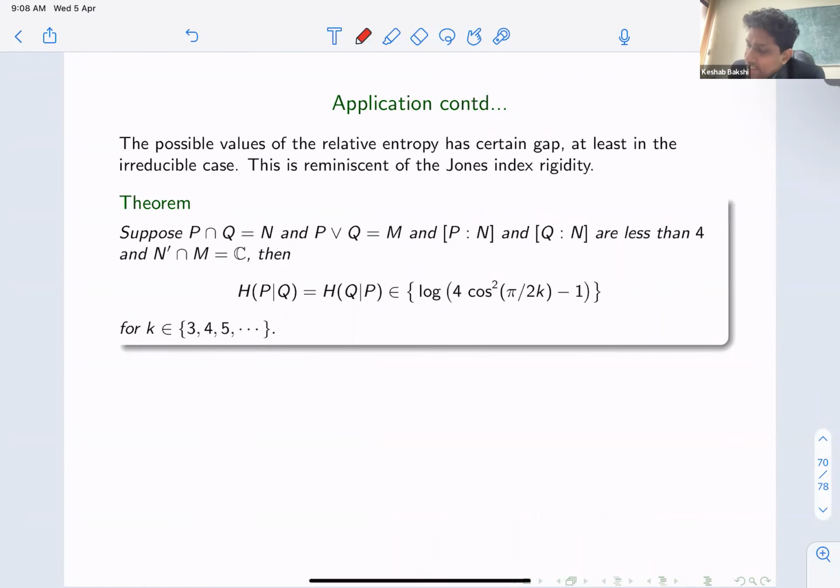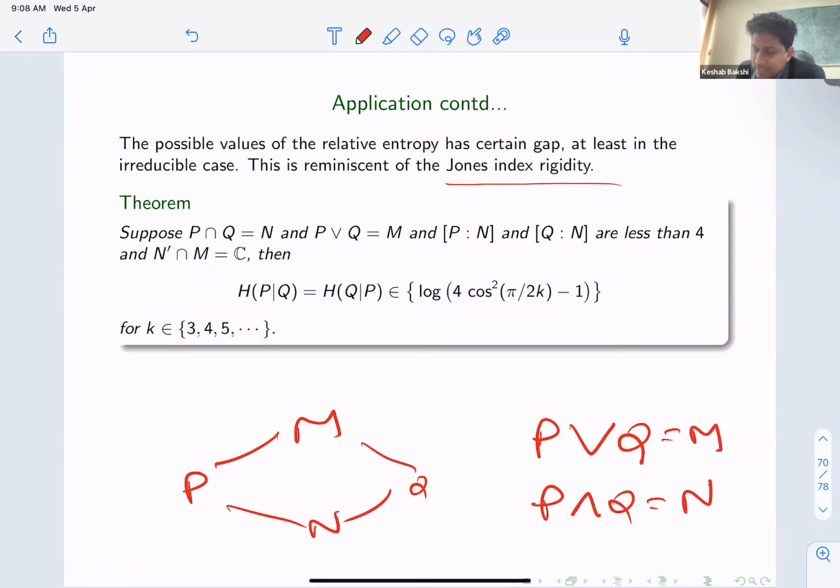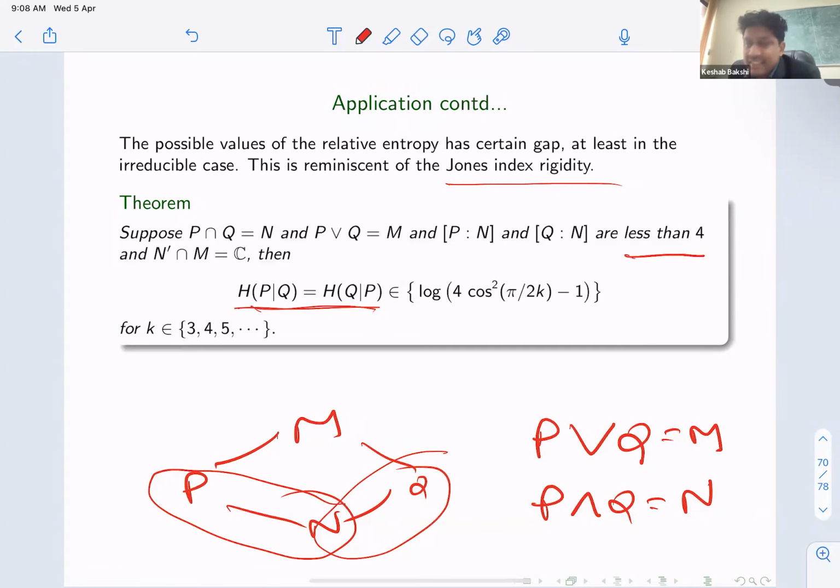And one application is like the Jones index rigidity. Using that earlier work of mine in PAMS, I can prove that if you have this quadrilateral, that means if you have this M here, P and Q, N, such that P join Q is M and P meet Q, intersection, is N, in that case these are the same, H of P given Q and H of Q given P are the same, if you assume that this index and that index are less than 4. This is by fundamental works by various mathematicians, that one can classify subfactors of small index. Remember, after 4 it's not easy to classify subfactors. Beyond 6, nothing is known basically.